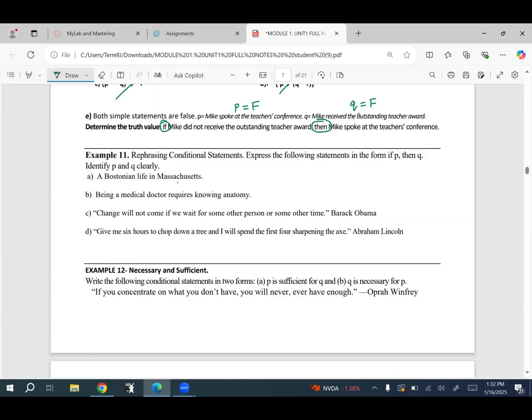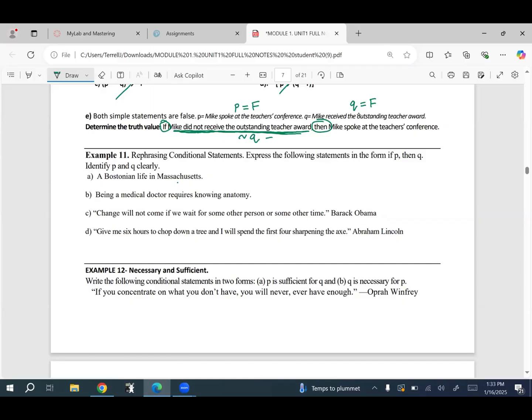But first, let's do this. Mike did not receive the Outstanding Teacher Award. Is that associated with P or Q? Look at the two statements of P and Q. Which one talks about the Outstanding Teacher Award? Q. But it's not exactly Q, right? Because it said Mike did not receive. Q says he received it. So how can I make that adjustment? What would I do? Delete the Q. Good. It says not.